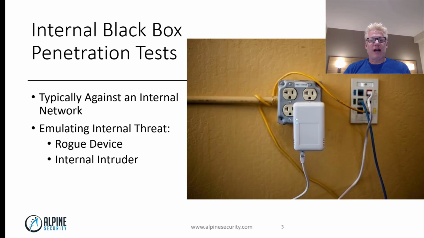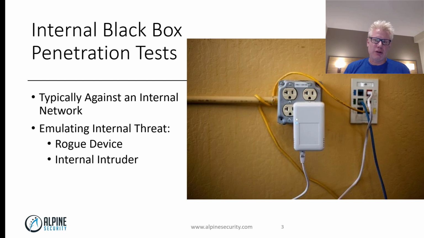With an internal black box penetration test, we're looking at the environment from inside your firewall. So really we're trying to emulate two main threats here. One of them is a rogue device, and one of them is an internal intruder. These could bleed together as the same thing, because an internal intruder could plant a rogue device. But the idea is, what if somebody walks into your environment and plants a rogue device?